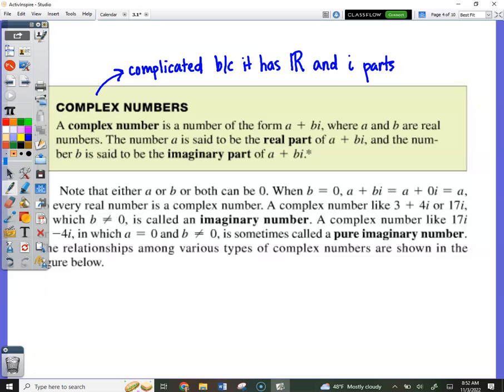What is a complex number? It is a number that has a real part to it and an imaginary part to it. There is a certain format that it has to be written in, and it is right here. The format is a plus bi, meaning the real number gets listed first, the imaginary part gets listed last. Okay?